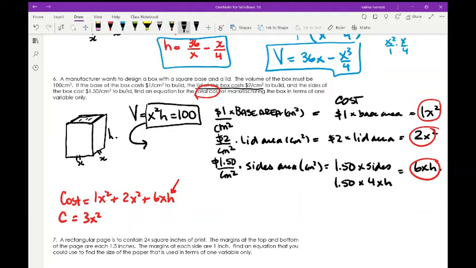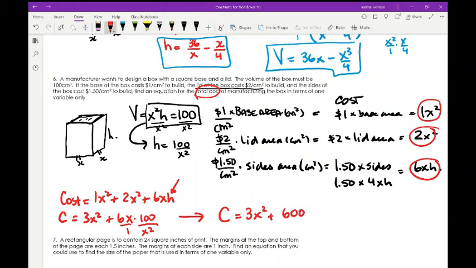So I'm going to solve for h by dividing both sides by x squared. And I'm going to get 100 over x squared. And I'm going to get 3x squared plus 6x times 100 over x squared to find my cost equation, which is going to be 3x squared, and this is over 1. So I'm going to get 600 on the top. This x and one of those x's is going to cancel, over x.